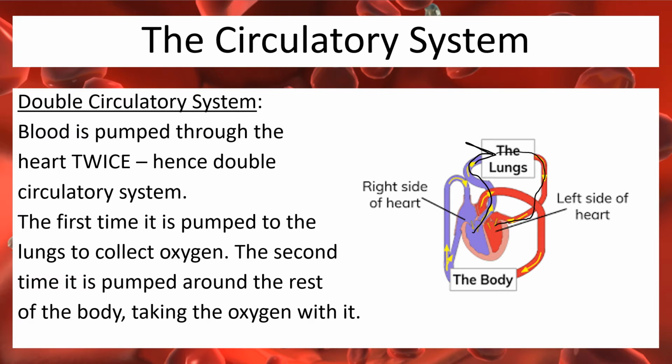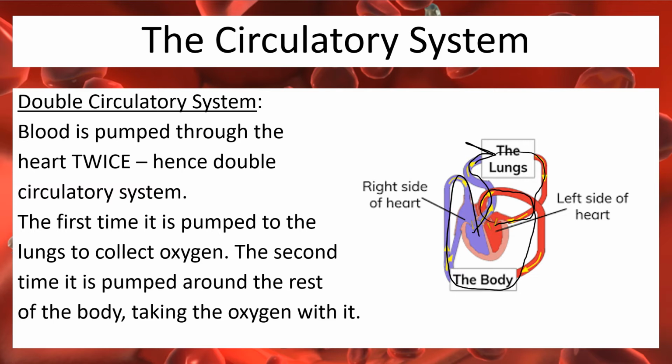Now once it gets there, we need it to go around the rest of the body and deliver the oxygen, as well as collecting glucose and doing all its other jobs. So it's now going to get pumped out of the heart all the way around the body and then back into the heart to start the whole process again. So in effect it's going lungs, body, lungs, body, lungs, body, and so on. So it's a double system.